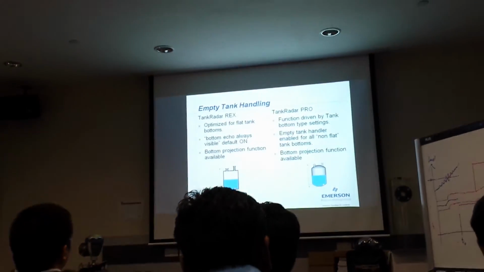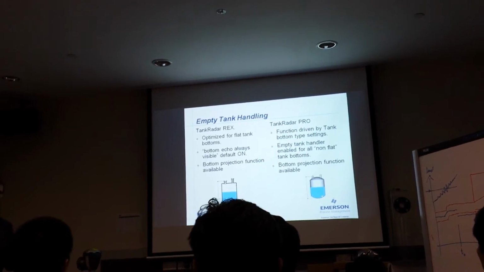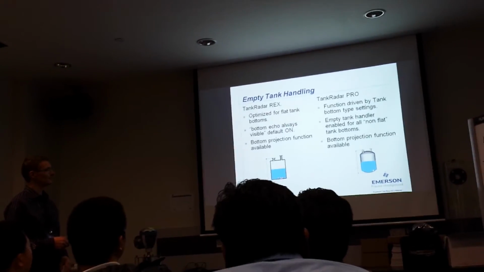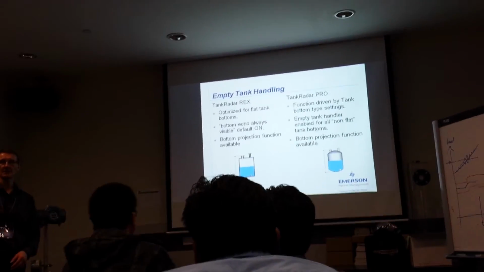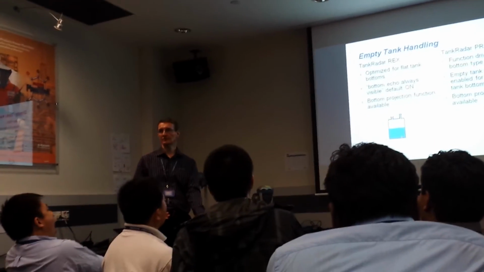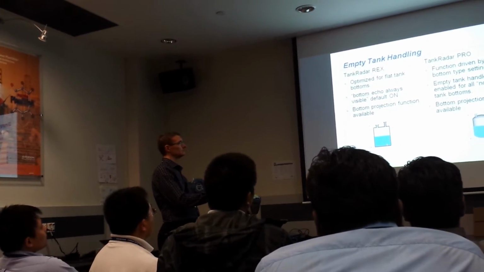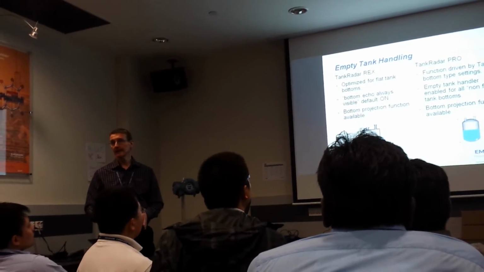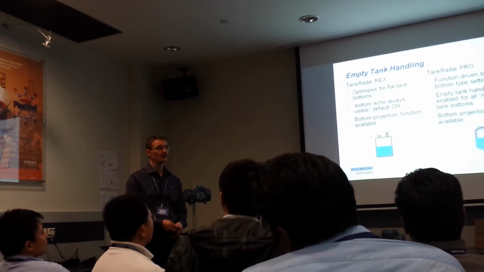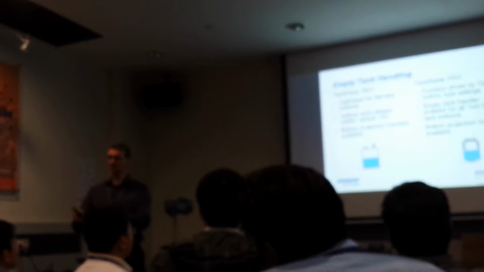Okay, let's have a look at what REX is optimized for from factory. It's optimized for a flat tank bottom. It means that it is expecting a signal from the bottom when the tank is empty. When there is no liquid, it will get the bottom signal. If we compare with the Pro gauge, what is it optimized for? Well, it depends on you. What you have told the gauge, that okay, you are sitting now on this tank and the bottom looks like this. So you decide what the gauge will be optimized for.